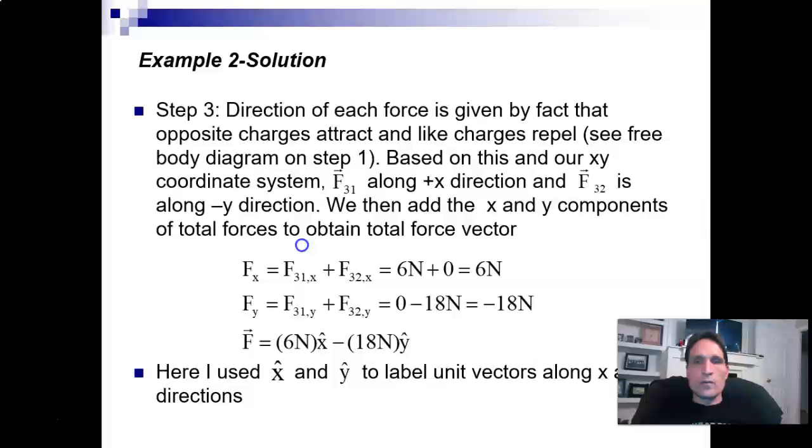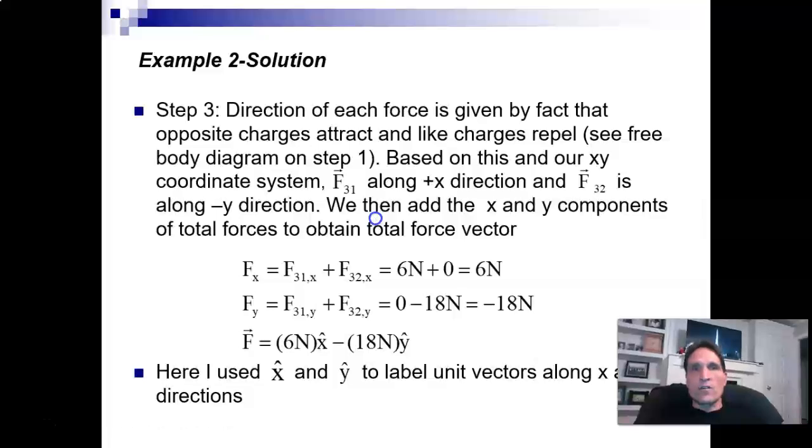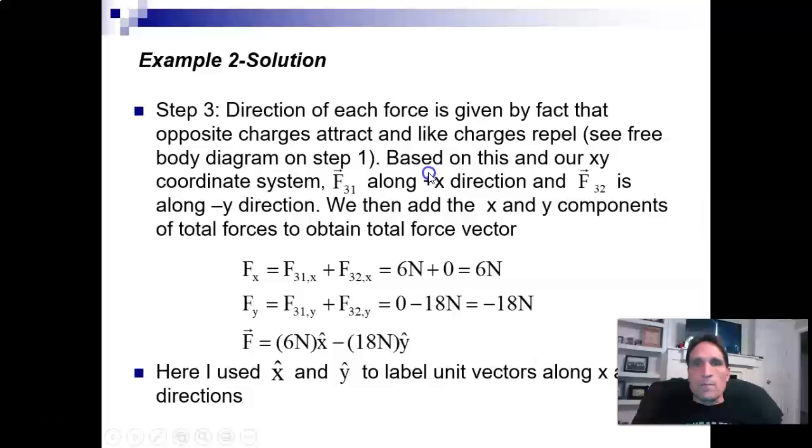So now we need to do vector addition. And I have a tutorial, a little review of vector addition as an appendix. If you've forgotten some of this, go back to the review and then come back. That's at the end of this set of notes. So we can write the force in component form. In other words, we can get the total x component, which is the x component of F31, which is 6 newtons, plus the x component of the force F32, which is 0 because it's along the negative y direction. And so the total x component is 6 newtons.